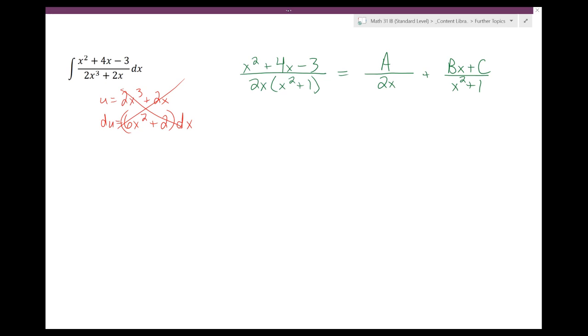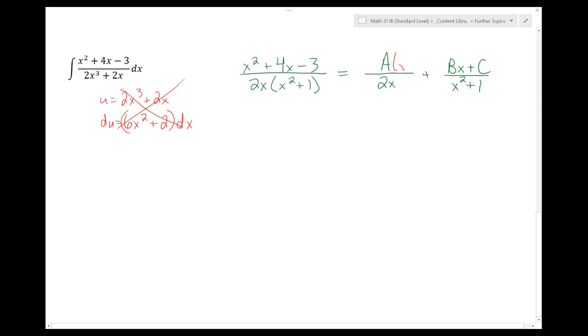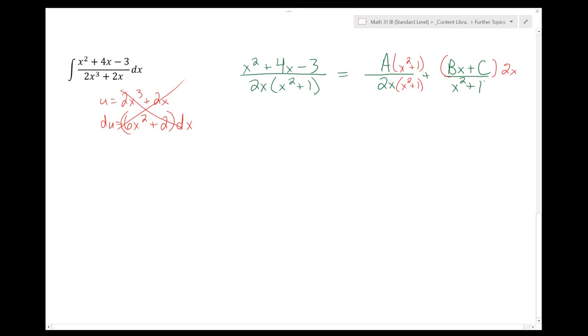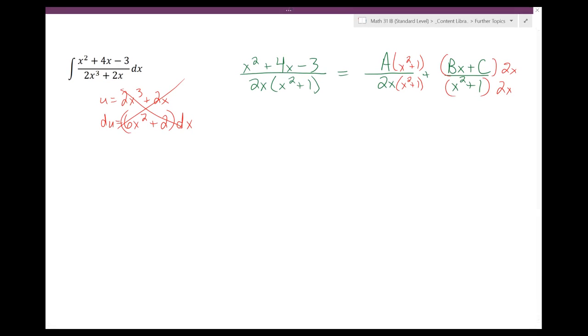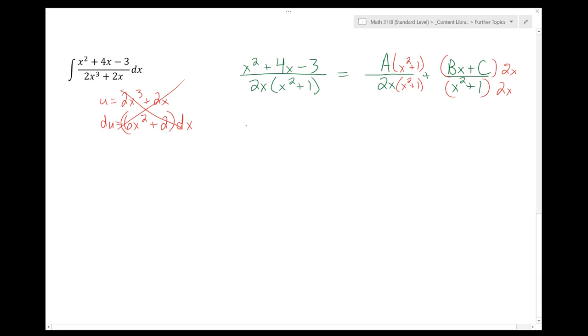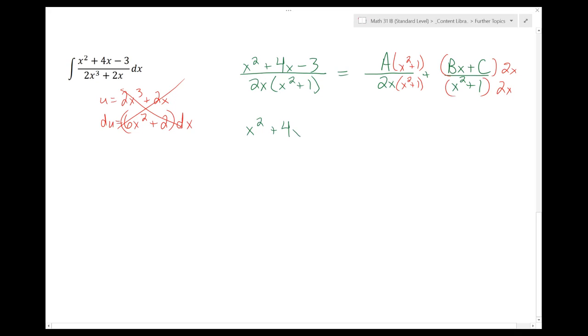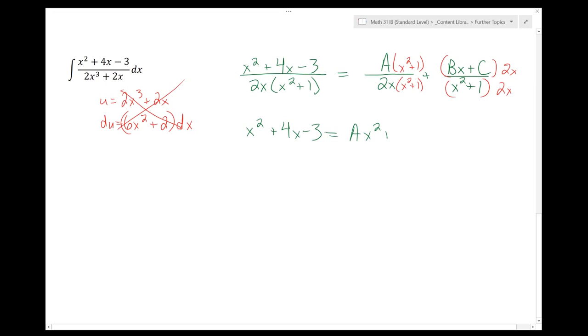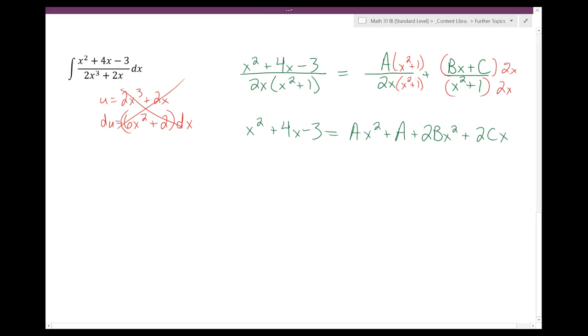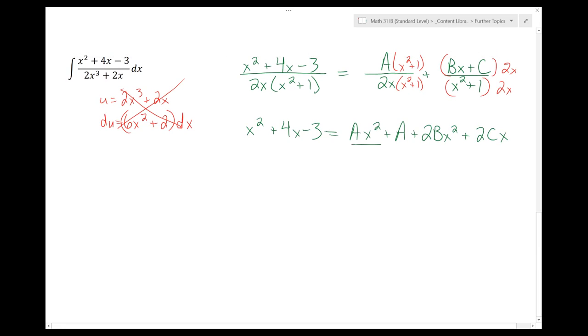so I am going to end up with three equations. Getting these to common denominators would be a matter of multiplying that first fraction times x squared plus 1 over x squared plus 1, and the second fraction times 2x over 2x, which means that the numerator of the original, x squared plus 4x minus 3, equals ax squared plus a plus 2bx squared plus 2cx.